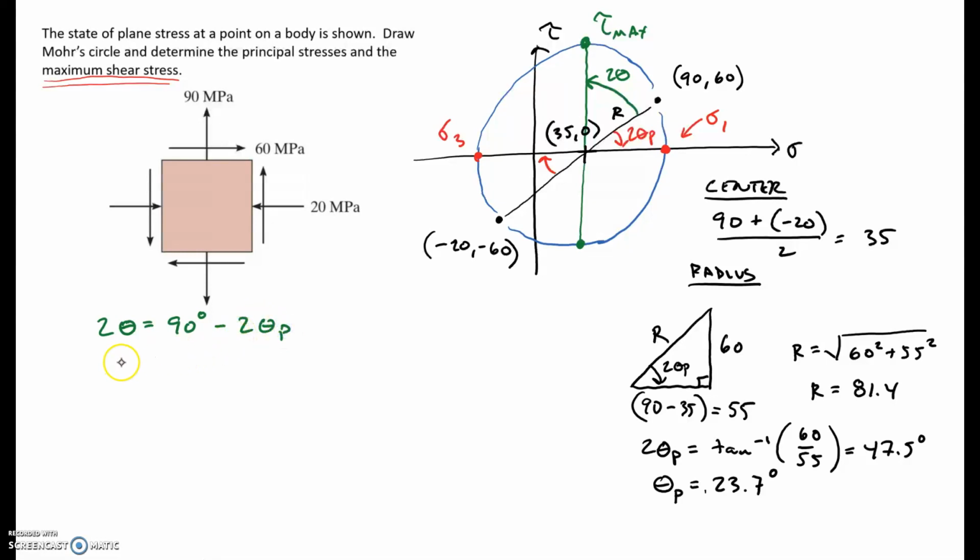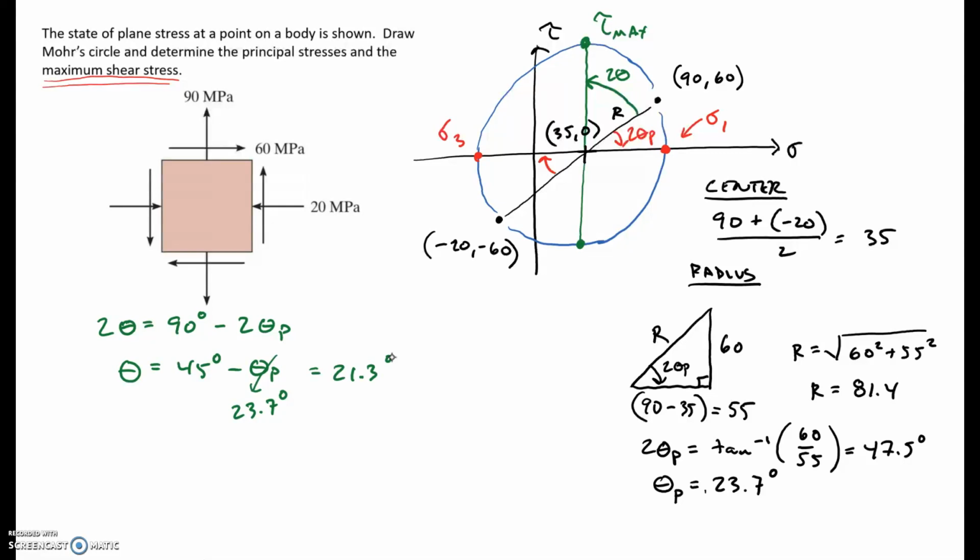Or if you go ahead and divide by 2, you can just say that theta is going to be 45 degrees minus theta p, where theta p was, what, 23.7? So we end up getting 21.3 degrees.